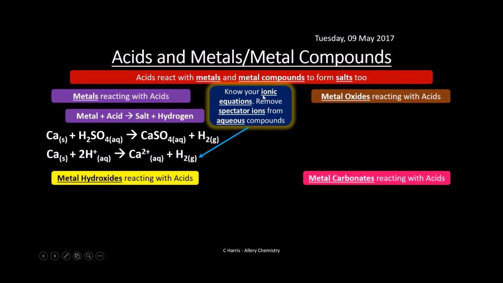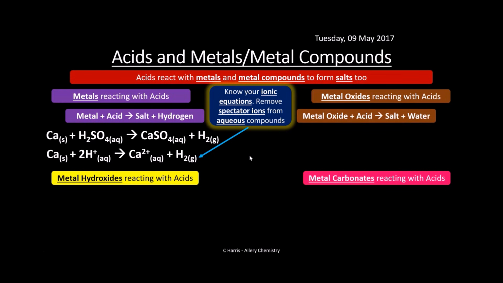We need to know the equations, the ionic equations. You remove spectator ions from aqueous compounds. So obviously that's aqueous. The sulfate is the same left and right, so we can get rid of them. So we're only looking for changes in the reaction. Okay, let's look at the oxides.